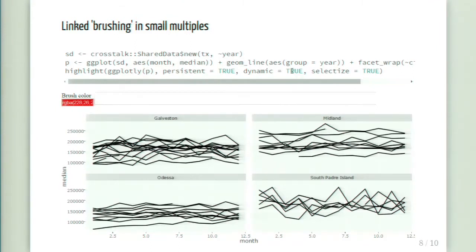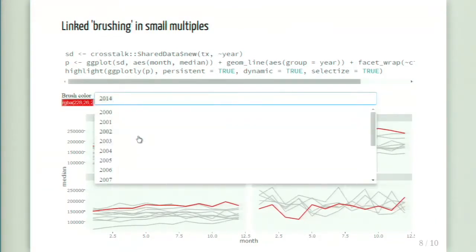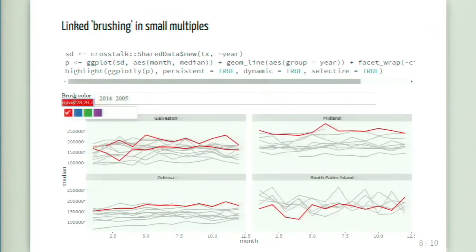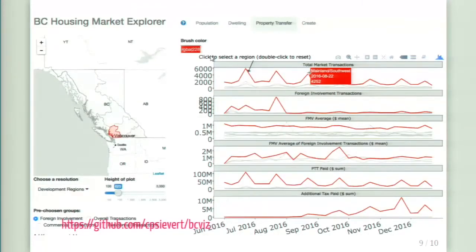Another thing I can do, and I've been working on this quite a lot, is linked brushing in small multiples. So instead of just animating through the years, I could click and select a specific year, or query a year indirectly, or paint that a different color. So lots of capabilities there. And you can also embed this framework within a larger Shiny app, which is what I'm doing here. And you can also share these types of linked plots with, say, Leaflet.